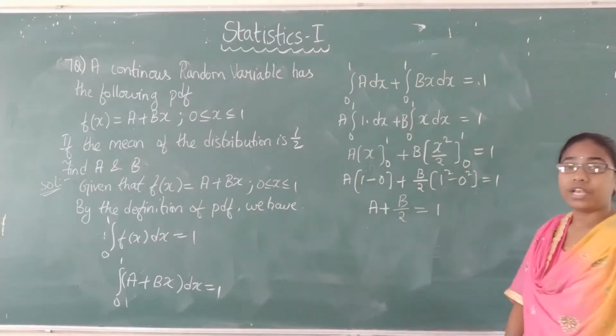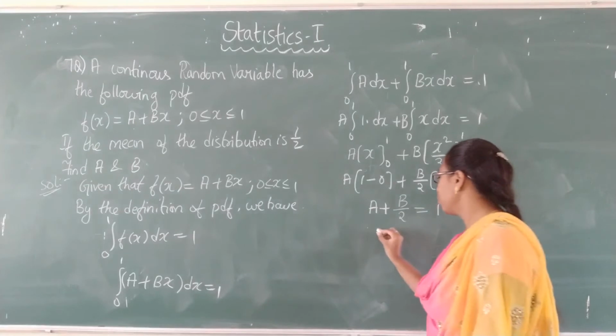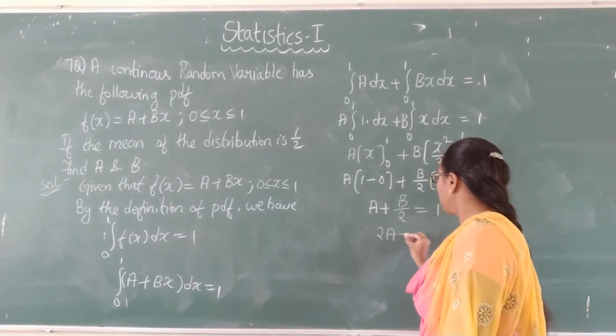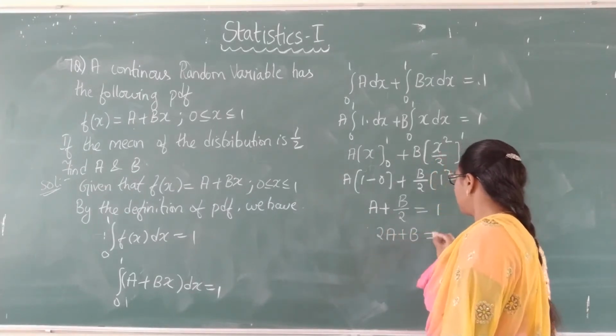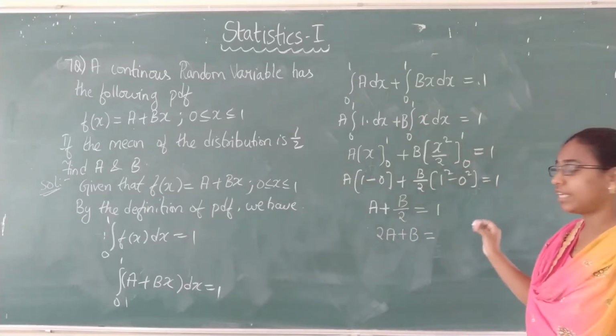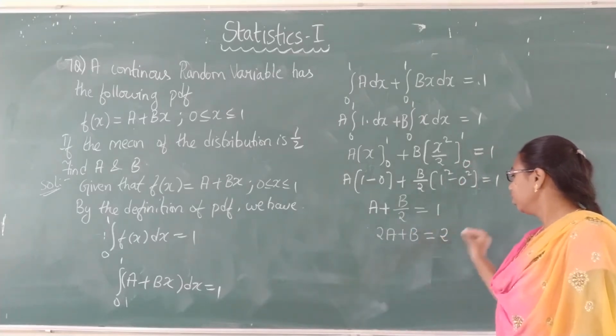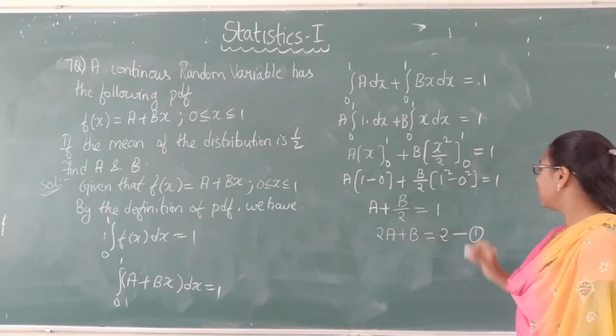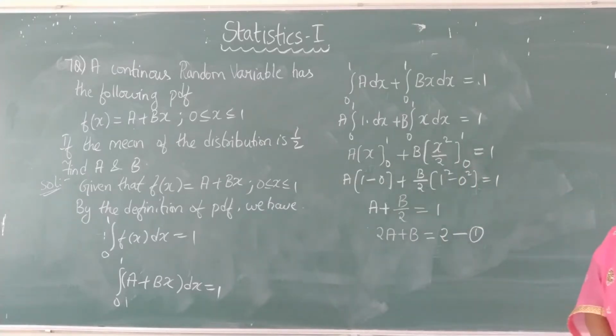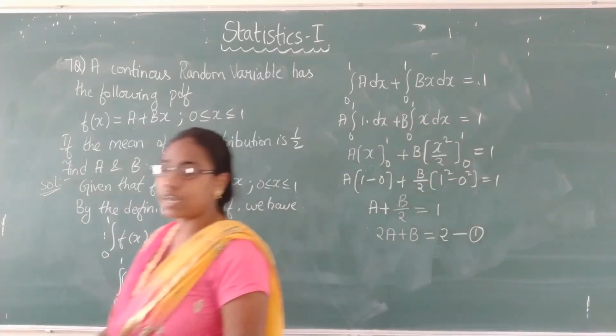Now take the LCM. LCM is 2, so you will get 2a plus b equals 2. If you send it to the right side, 2 into 1 is 2. So this is the first equation we got. Next, what is given in the question? The mean value is already given in the question, so we will consider this condition now.